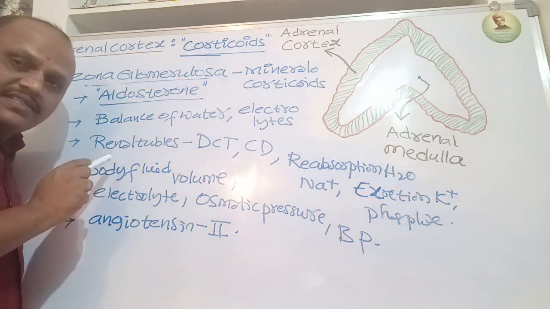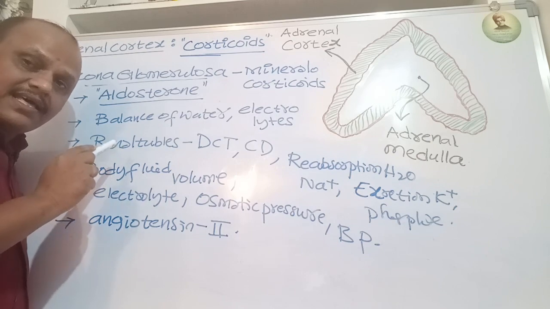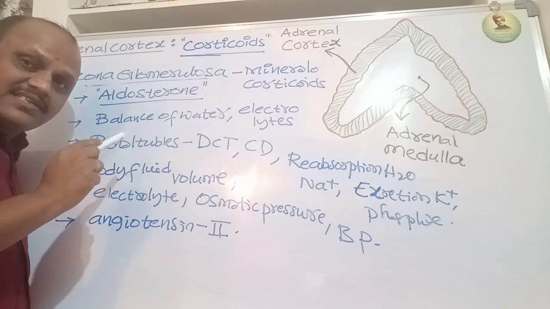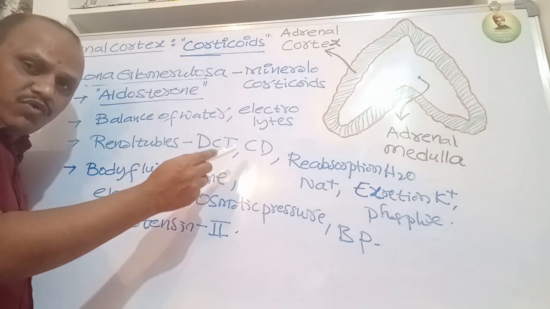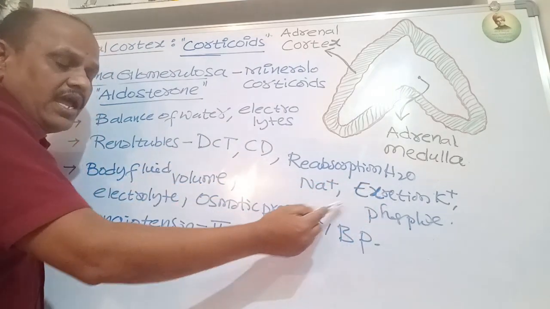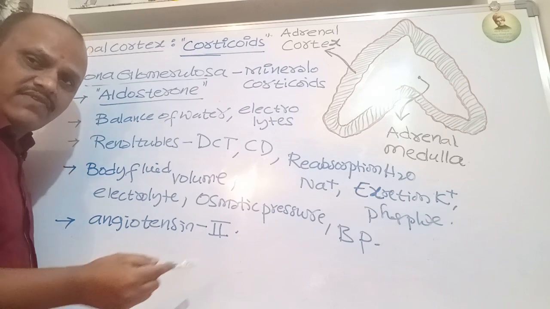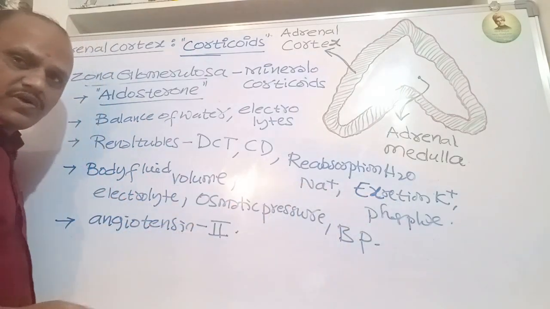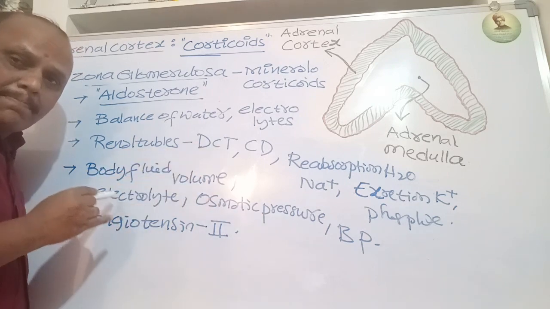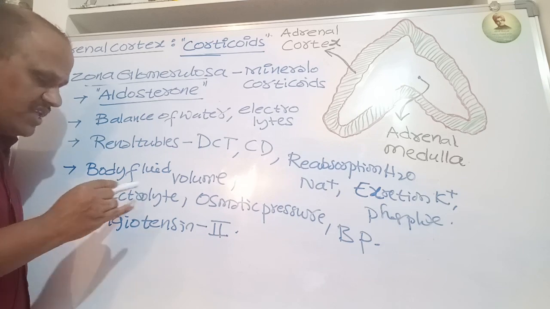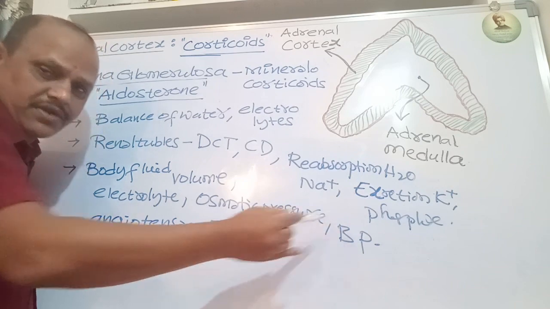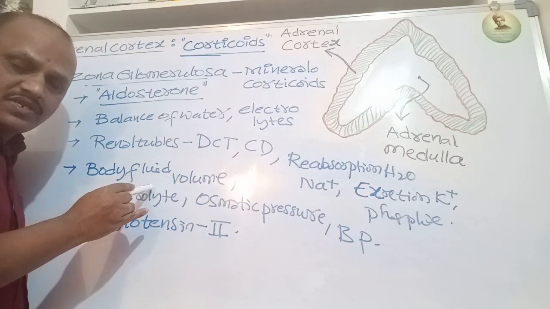Aldosterone acts at the renal tubules, the distal convoluted tubule and collecting duct, and stimulates the reabsorption of water and sodium, and also helps in the excretion of potassium and phosphate. In this way it helps in maintaining body fluid volume, electrolyte volume and osmotic pressure, and it also maintains blood pressure. These are the functions of aldosterone.